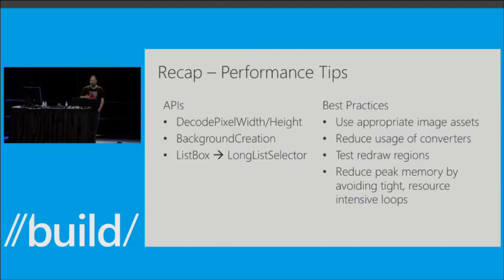In terms of best practices, as always, use appropriate image assets if you control them. Size them so that they are not larger than what you actually display. If you don't control them, then use decode pixel width and height. Also reduce the usage of converters to keep interactivity smooth. You could even take that to the next level and say reduce your usage of data binding if you have an option to reduce the number of bindings in your data template. Definitely something to consider as well. Test the redraw regions. Very easy test. Just enable the debug mode and then walk through your UI and see what you find. And then last but not least, reduce your peak memory by avoiding tight resource-intensive loops.